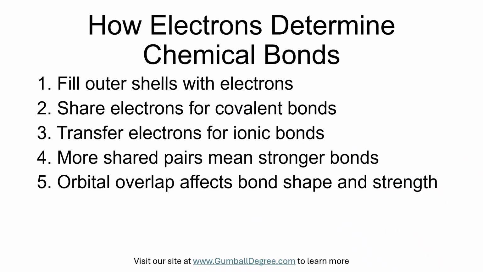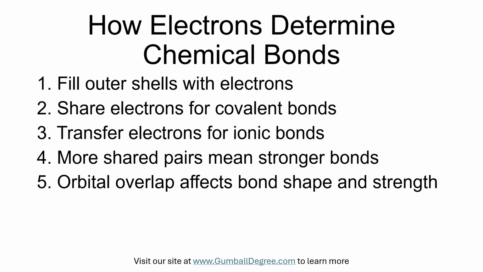Think of atoms like people who want a full backpack of 8 marbles to feel stable. Electrons are the marbles. When 2 atoms share marbles, they form a covalent bond where the shared electrons act like a rope pulling them together. And when one atom gives marbles to another, they form an ionic bond where opposite charges attract like magnets.